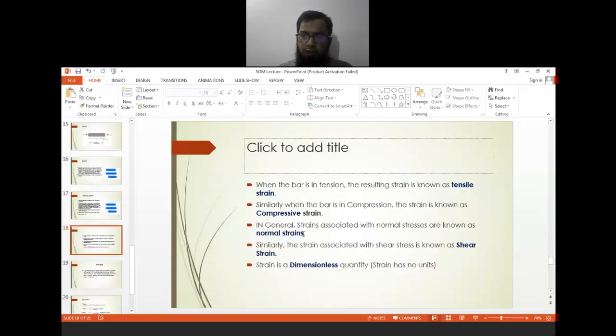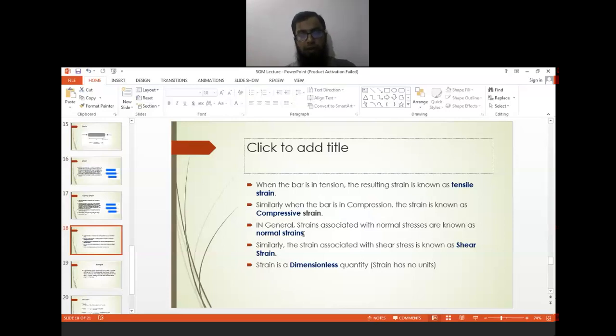If this prismatic bar is in tension, the strain, that is the deformation upon original length, will be known as tensile strain. Similarly, if this bar is in compression, we are trying to compress the bar, then the resulting strain will be known as compressive strain. In general, the strains associated with normal stresses are known as normal strains. Similarly, strains associated with shear stresses will be known as shear strain.